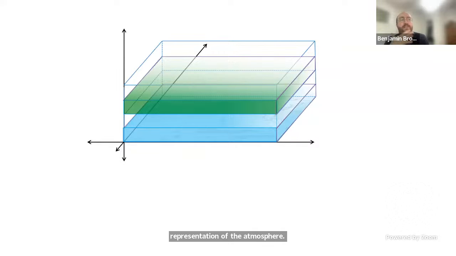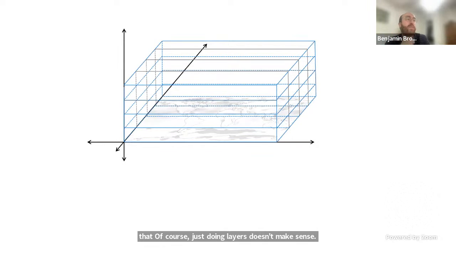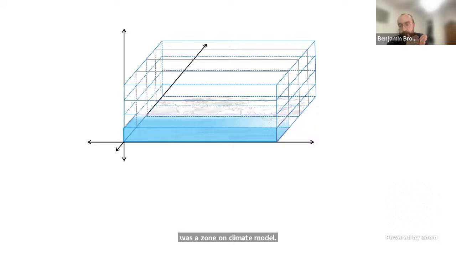We also know that, of course, just doing layers doesn't make sense. There's way more going on on the Earth than just layers. So one thing you can do is say, well, we'll split the layers up into zones, north and south. And one of the models that I ran at MIT did this. It was a zonal climate model that had slabs going across, east-west, but didn't have any differentiation of east-west, didn't break it up that way.